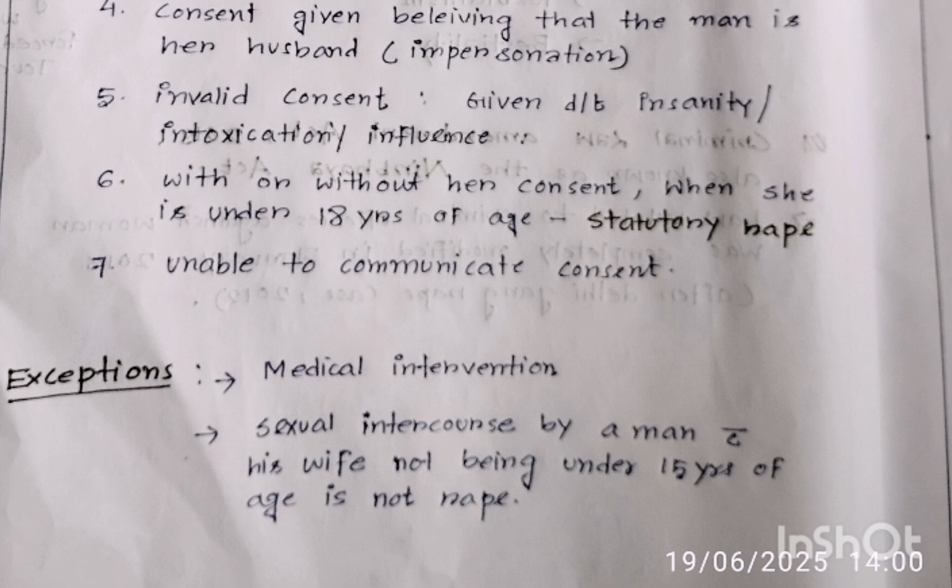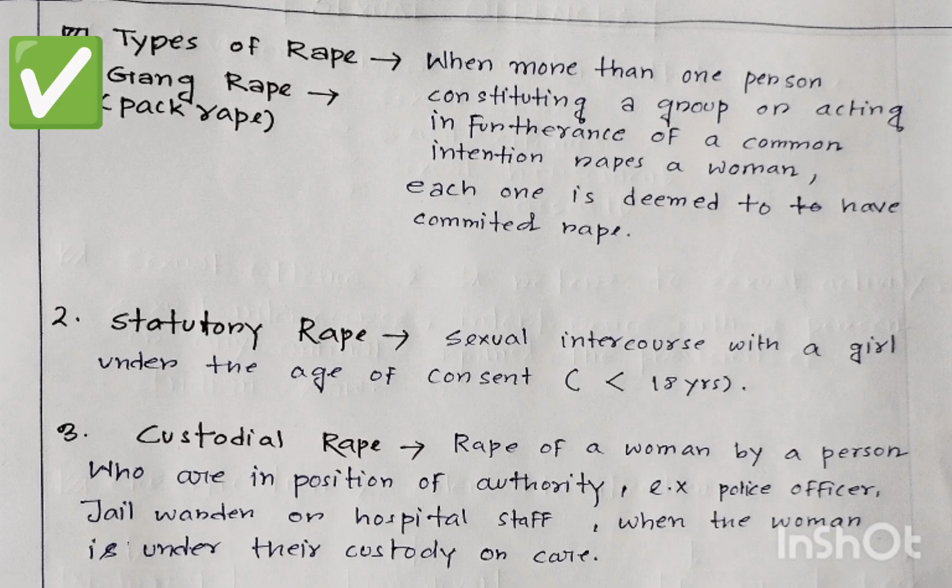The exception of this definition is medical intervention, that is medical examination. And another one is sexual intercourses by a man with his wife not being under 15 years of age is not a rape. Now we know about the type of rape. There are so many type of rape, that is gang rape, statutory rape, custodial rape and drug facilitated rape.